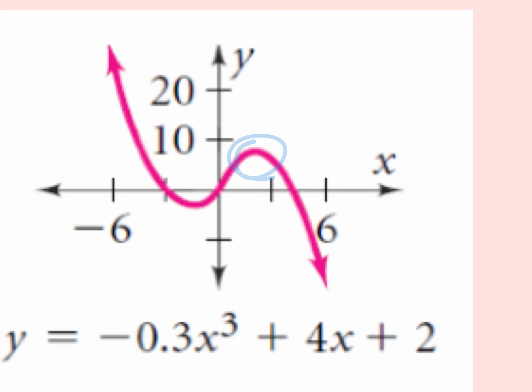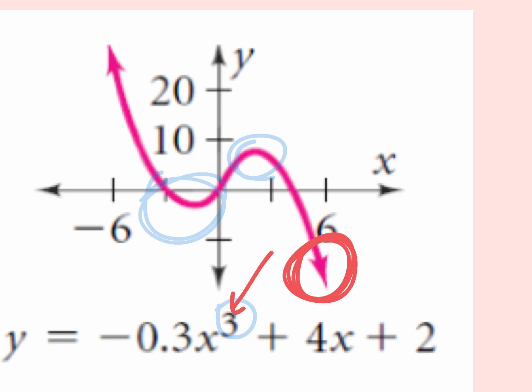Do you see that that's a turn and that's a turn? So it must have been degree 2 then, right? Now degree what? 3. And there it is. Right? There's degree 3. Also, it's going down on the right. How could I have known that was going to happen? Negative in the front.